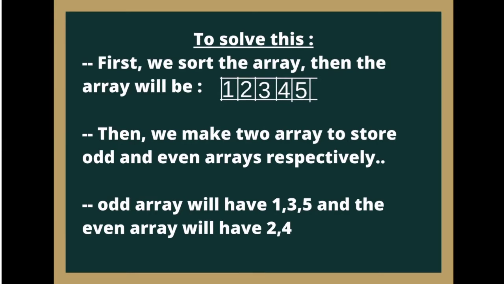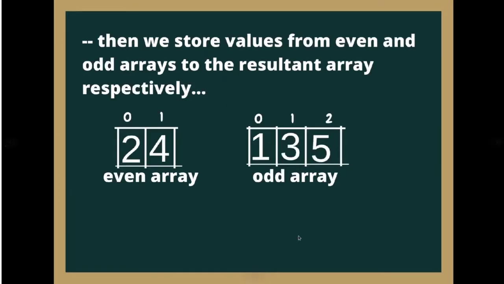Then we make two arrays to store the odd and even elements respectively. What are the odd elements here? 1, 3 and 5. And the even elements? 2 and 4. These are even elements. So the odd array will have 1, 3, 5 and the even array will have 2 and 4. Like this. Then we store values from the even and odd arrays into the resultant array respectively.